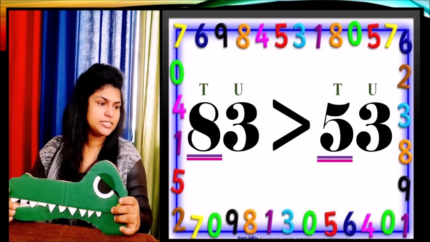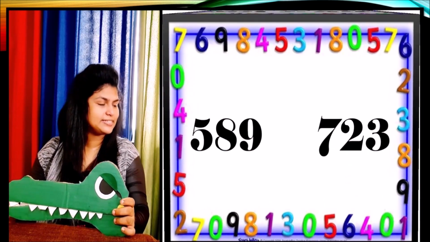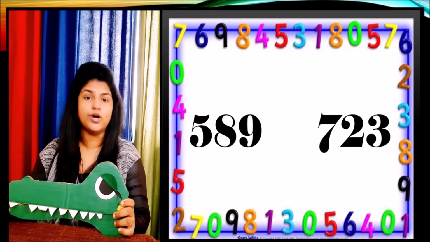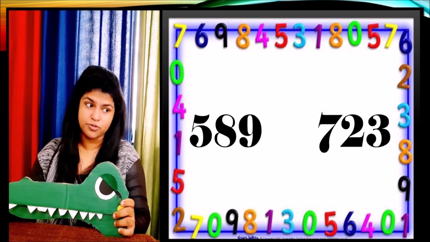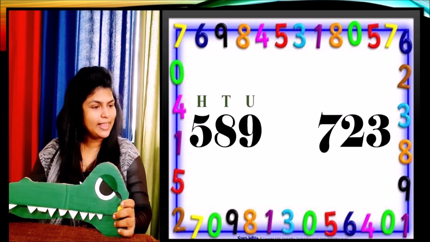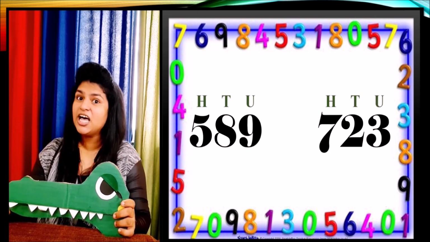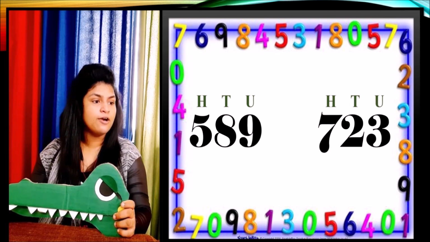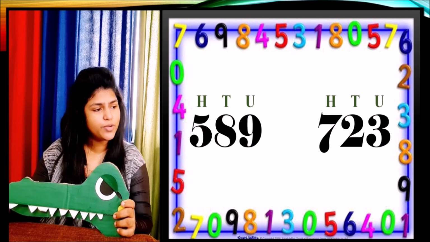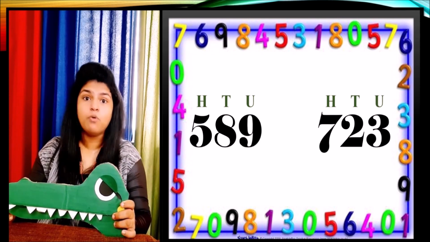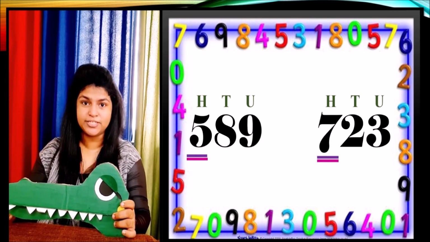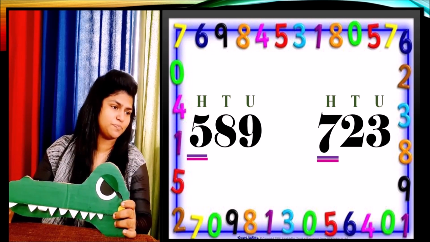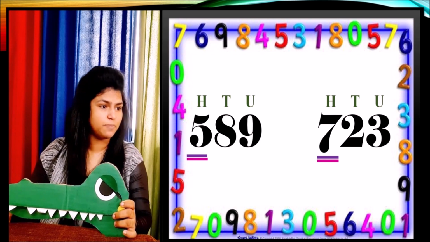So we have numbers 589 and 723. Now, my dears, tell me what would you do first? First, I will put the Urdu code. And then I will take the first number. Which is the first number here? 5. And the other number is 7. Both are in the hundreds place. So I'm going to compare the 5 in the hundreds place and 7 in the hundreds place. So 5 is big or 7 is big?